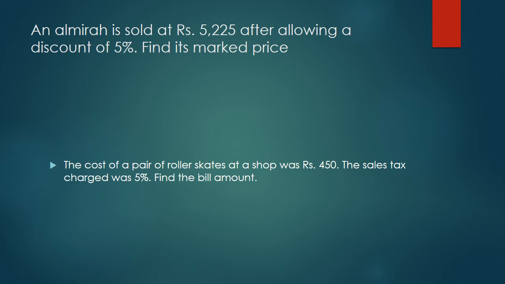Now here what is given to you? An almirah is sold at rupees 5225. We need the discount percent which was given for this selling price. Obviously discount is always on mark price, but mark price is not known. So how do we calculate? We have to apply reverse engineering here. We know that mark price is selling price plus discount, right? If selling price is mark price minus discount, then mark price will become selling price plus discount.